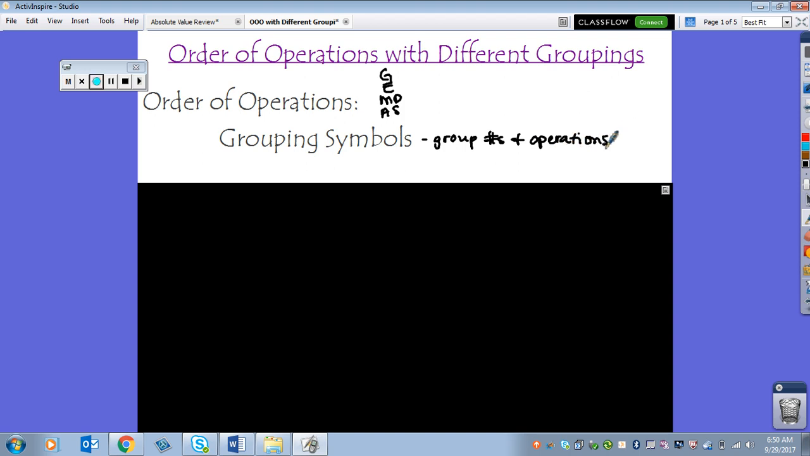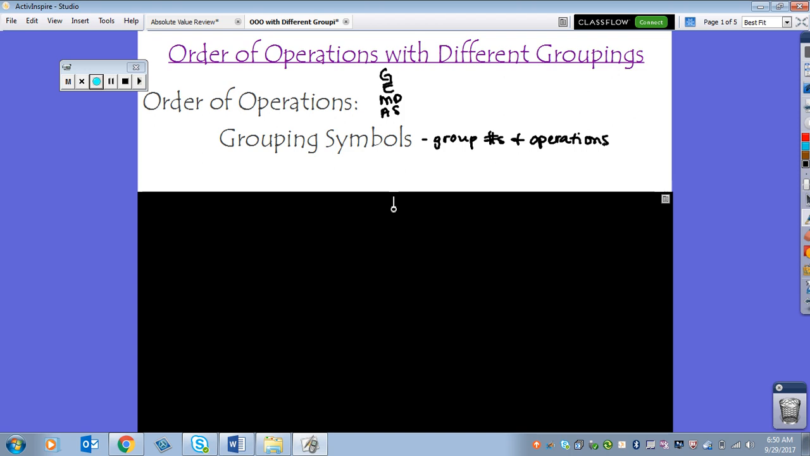And you have 5 different types. The first video talked about parentheses and brackets. You also have soft brackets. You have the square root symbol and the absolute value bars. Okay, so 5 different types of grouping symbols.